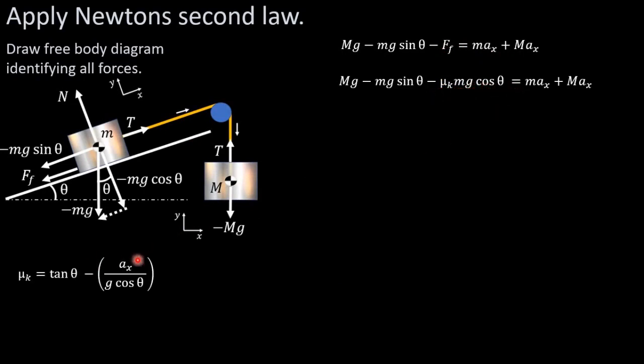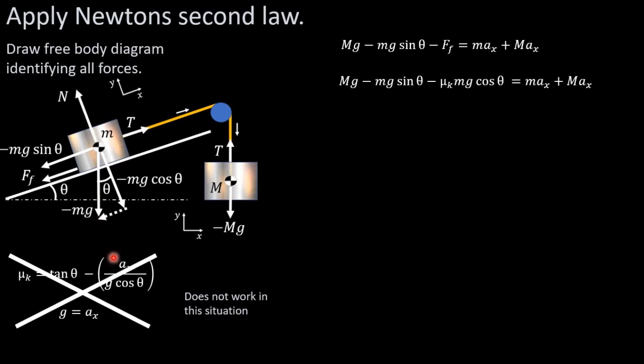And because earlier on we found the coefficient of kinetic friction equals tan theta minus a sub x over g cos theta, we might be tempted to substitute this into there. If we did that, we'd end up with g equals a sub x. But this can't be the case because the particles cannot be accelerating with an acceleration of g. So this doesn't work in this situation, so that does not apply.